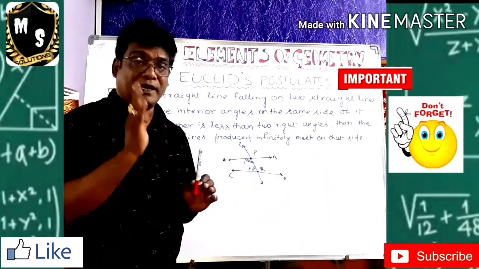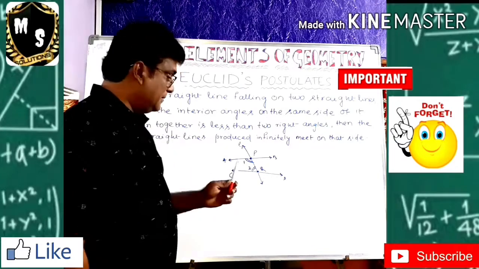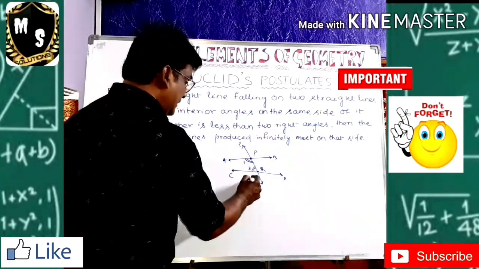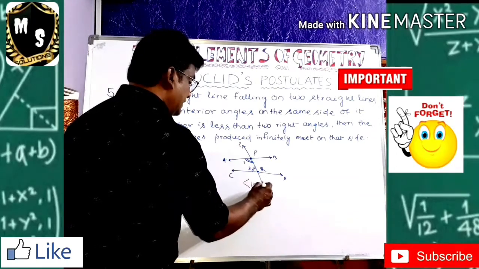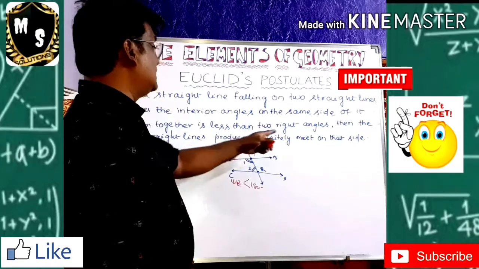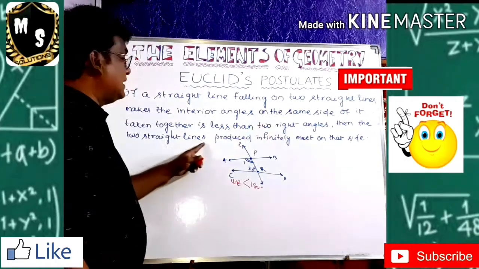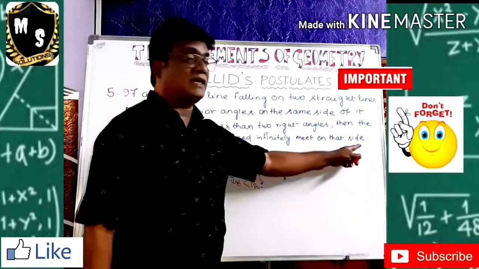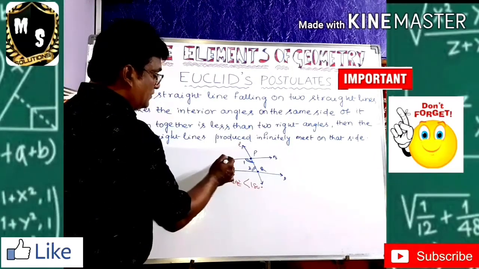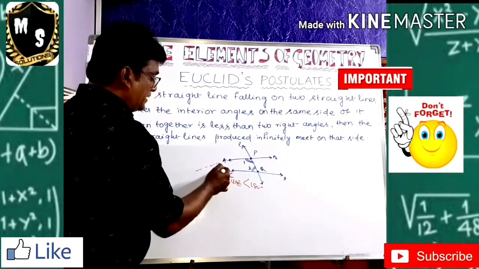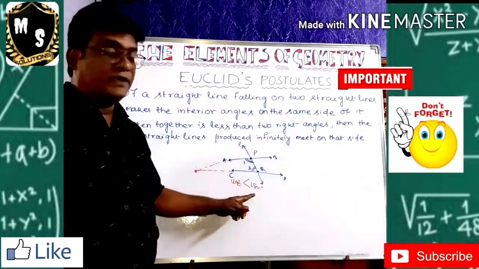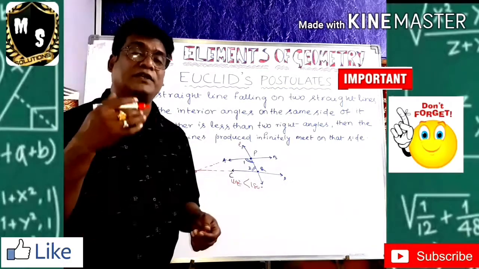Try to remember, less than 180 degrees. If you add angle 1 and angle 2, and it is less than 2 right angles, then the two straight lines, produced infinitely, meet on that side. Definitely, when you produce these two straight lines, they will come to meet one another at an infinite point.